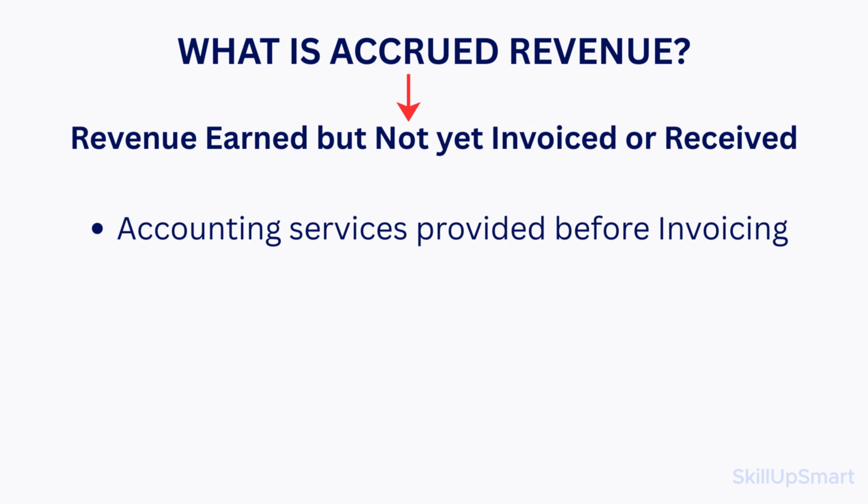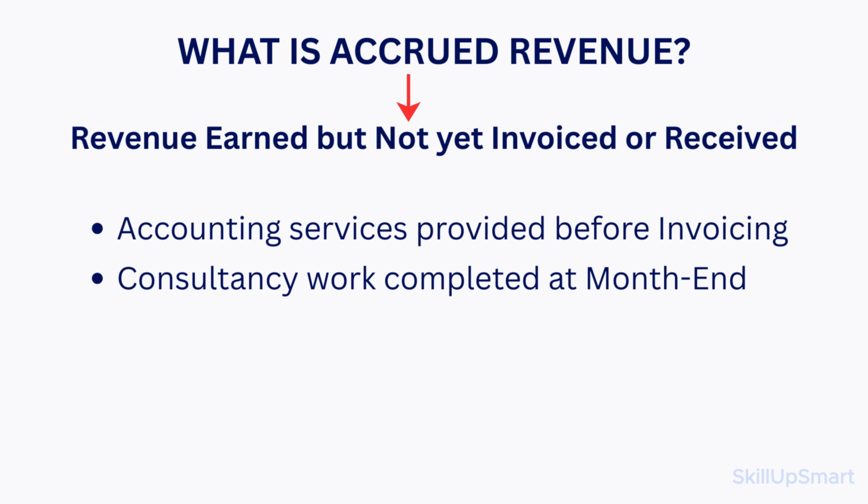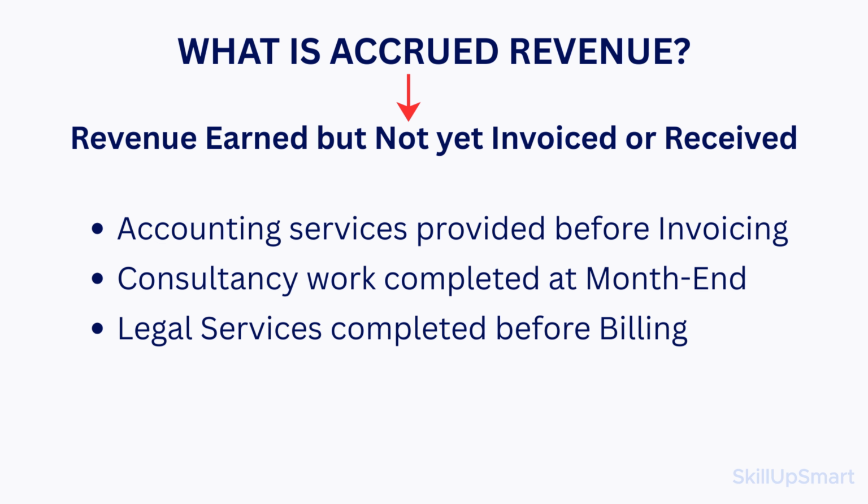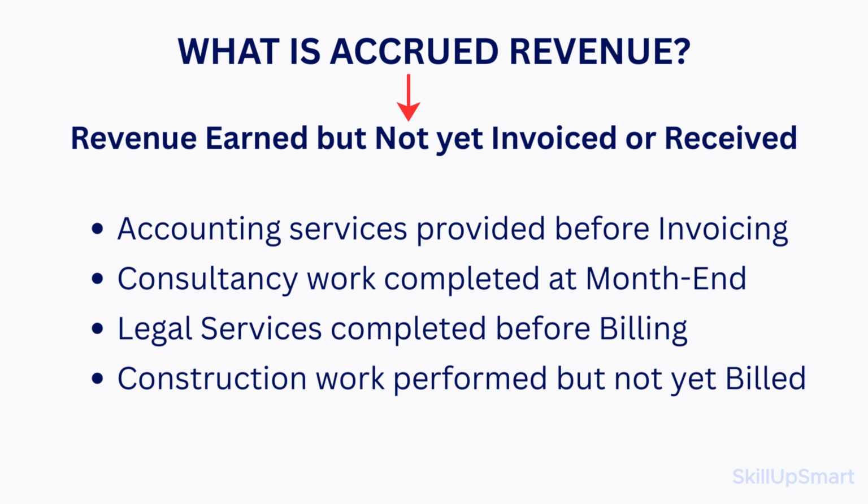Examples include accounting services provided before invoicing, consultancy work completed at month end, legal services completed before billing, construction work performed but not yet billed, and the business has already earned the income. Therefore, accounting must recognize it.